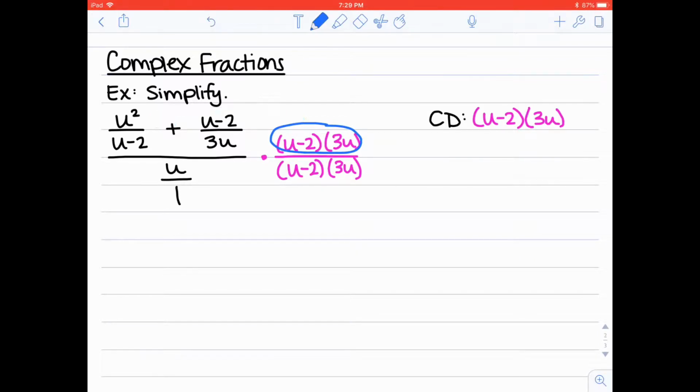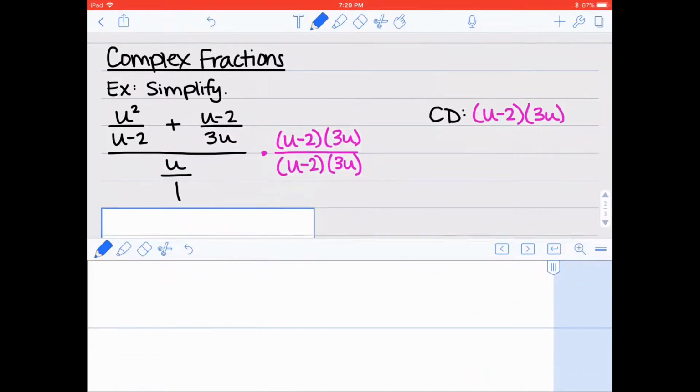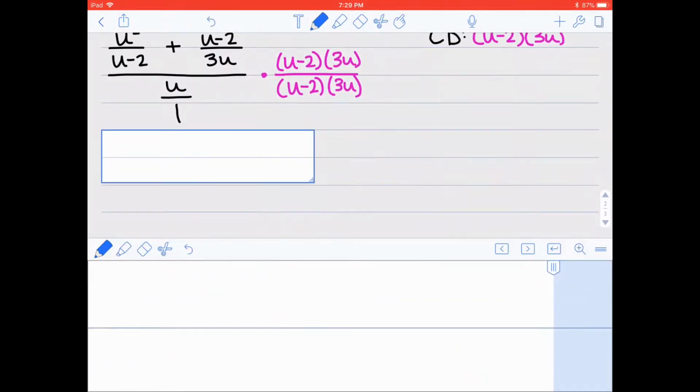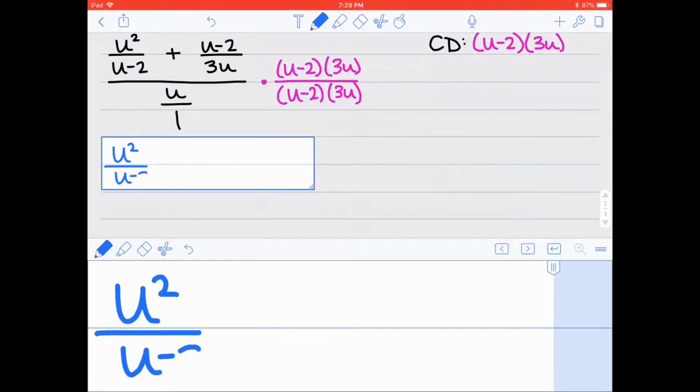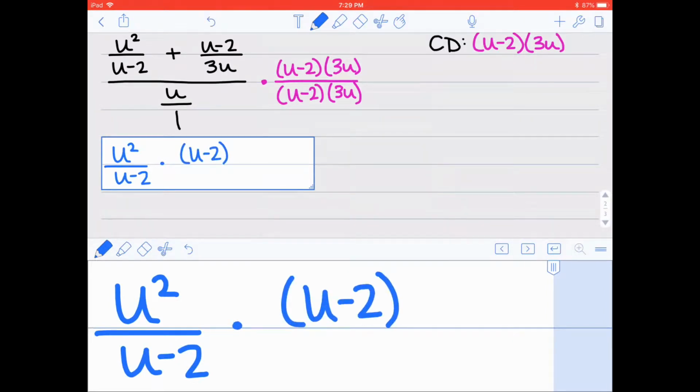Okay, so I'm going to go ahead and write that. My first fraction was u squared over u minus 2, and that is being multiplied by u minus 2 times 3u. Okay, so I'm just showing the work for that.